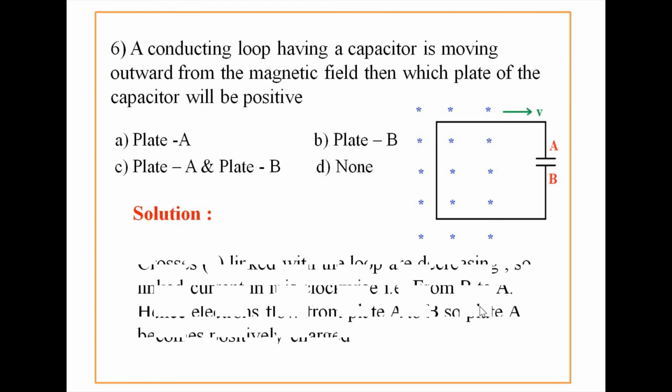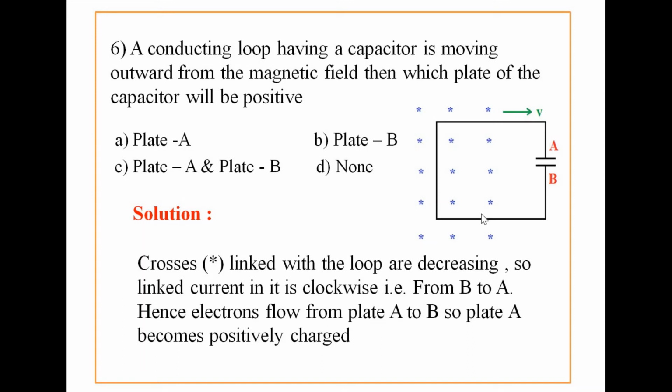Let's see the solution. See in the figure, crosses linked with the loop are decreasing. So the induced current in it is clockwise, that is from B to A. Hence electrons flow from plate A to plate B. So plate A becomes positively charged. So here option A is correct, that means plate A. Let's see the next objective.